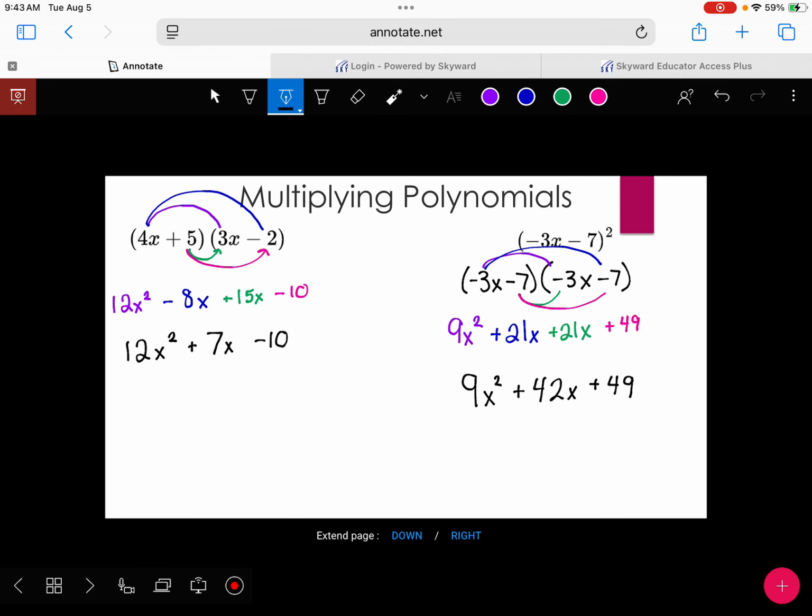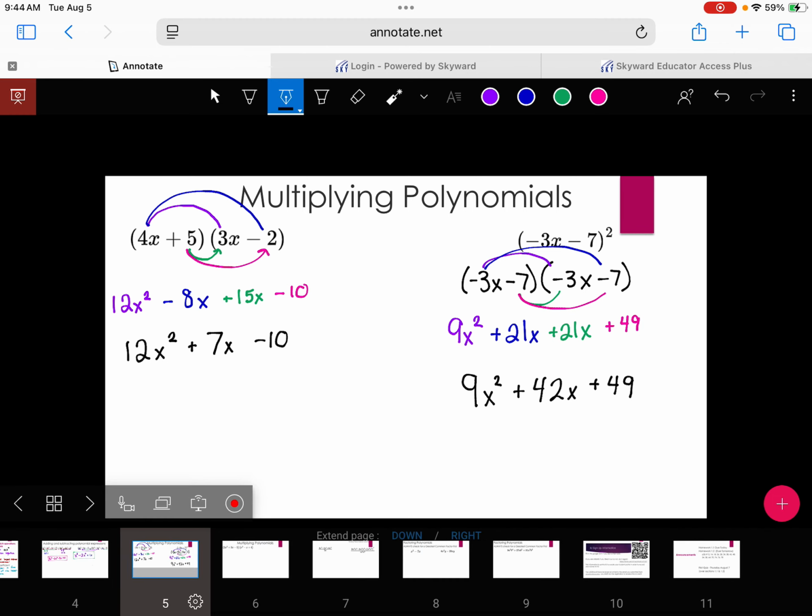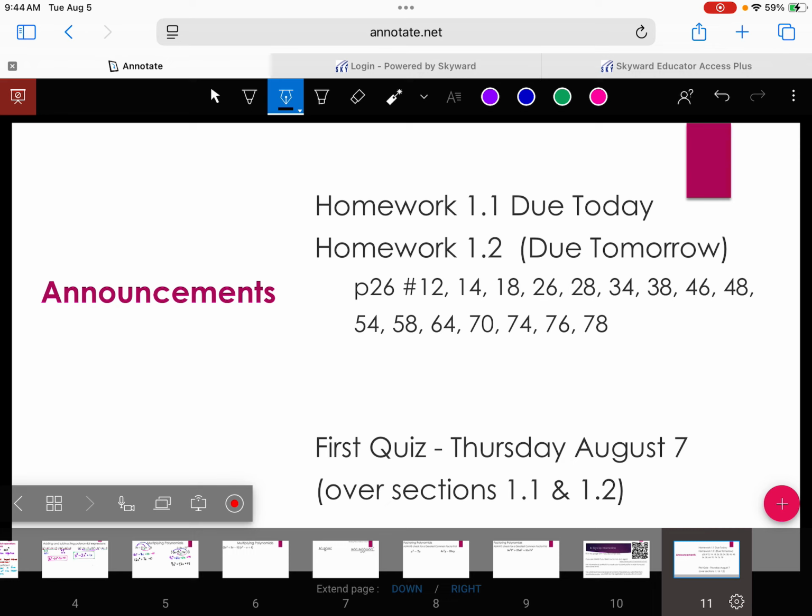Tomorrow we're going to work more with polynomials. We're going to multiply two trinomials together. We'll talk some dividing. We might start talking about some factoring stuff too. We'll see. So I'm going to put this one up here. We've got homework 1-1, which is technically due today. Homework 1-2 is due tomorrow, and I've got the numbers up there.